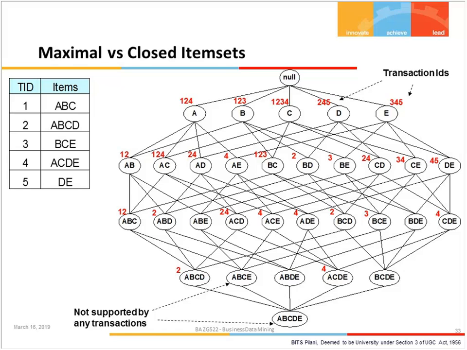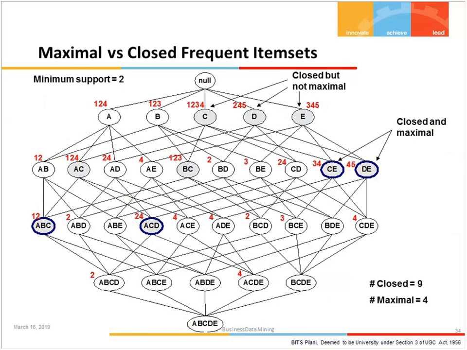4, and so on. So now what we can do is find out which of them are closed, which are maximal, and we can eliminate the rest. So now the minimum support that we are looking for is 2. Okay, so we are not interested in anything that has a support of 1. So this set is not useful.